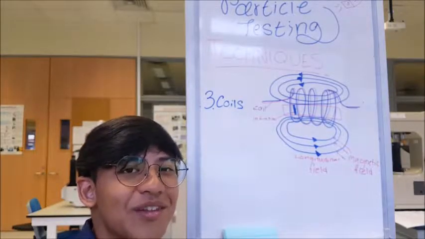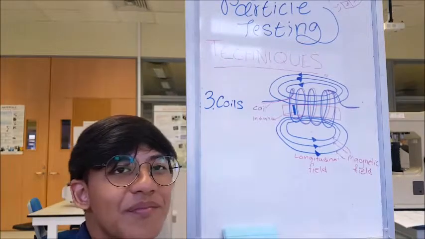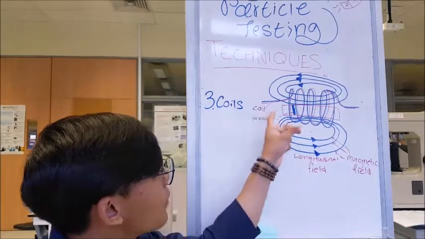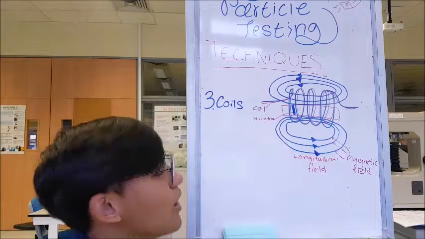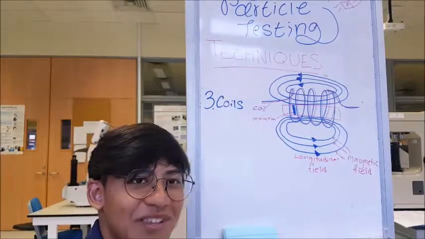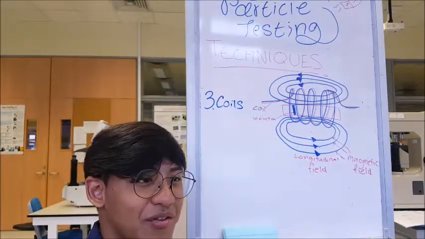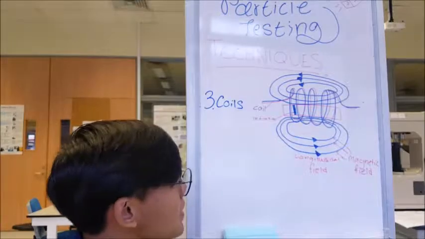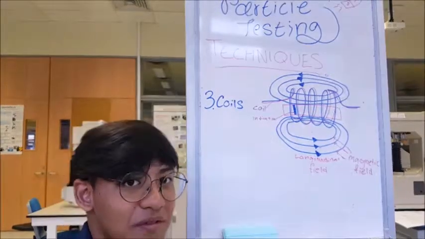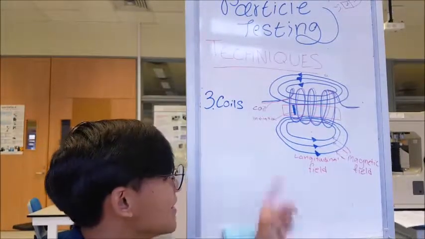Alright, so on to the third technique, coils. When current flows through the electrical coil, a longitudinal magnetic field is set up around it. Discontinuities oriented transverse to the longitudinal magnetic field will be seen as an indication.